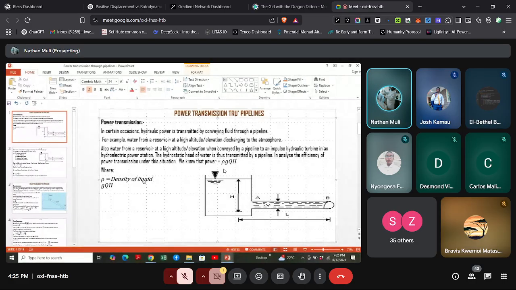Of course, you know the units of the density. G is your gravitational acceleration. Q is the flow rate. And H is the total head.